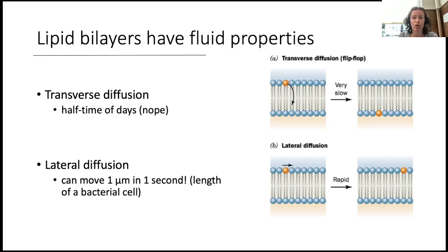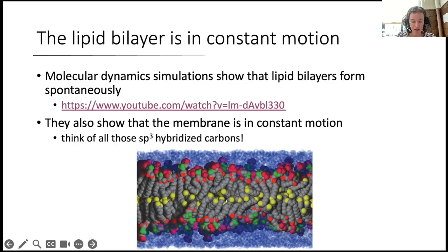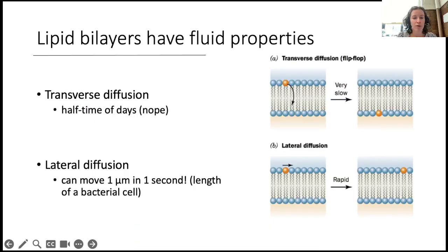They can do transverse diffusion. This has a half-time of days. Why might there be a half-time of days for a lipid that's up at the top of the bilayer to then jump to the bottom of the bilayer?